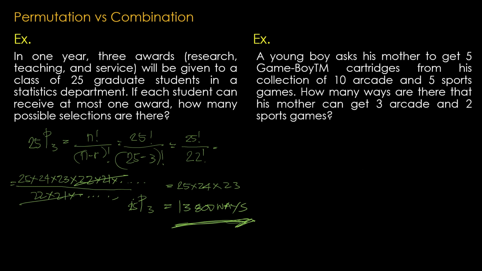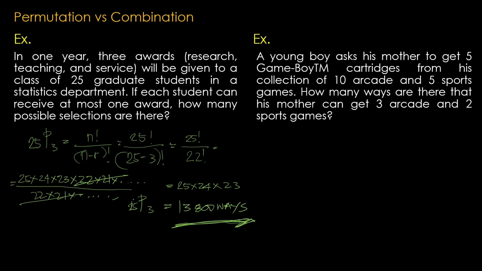Next, this one. A young boy asked his mother to get 5 Game Boy cartridges from his collection of 10 arcade and 5 sports games. In how many ways can his mother get 3 arcade and 2 sports games? Okay? So what's this? Is this a combination or permutation? Why combination?